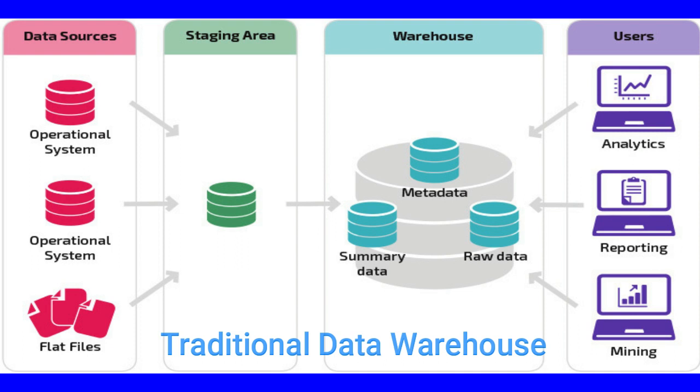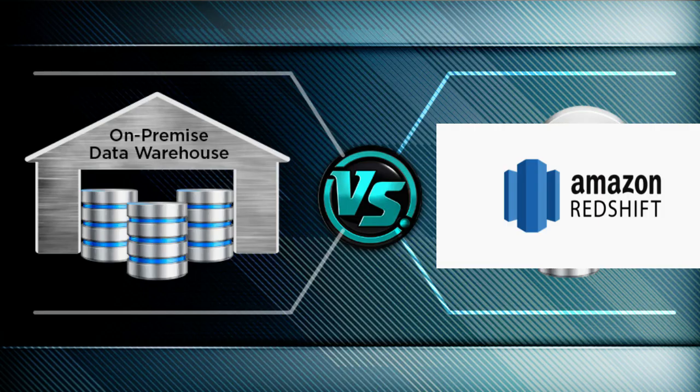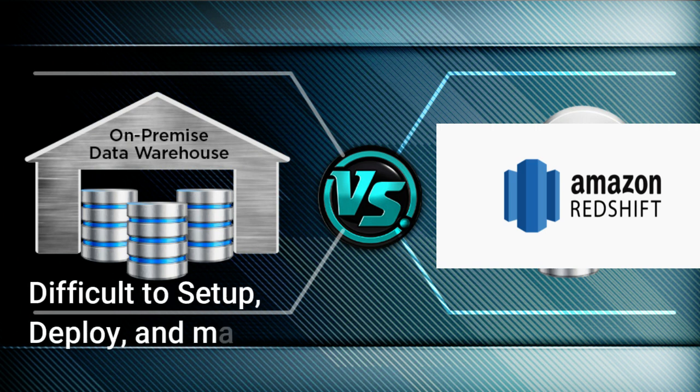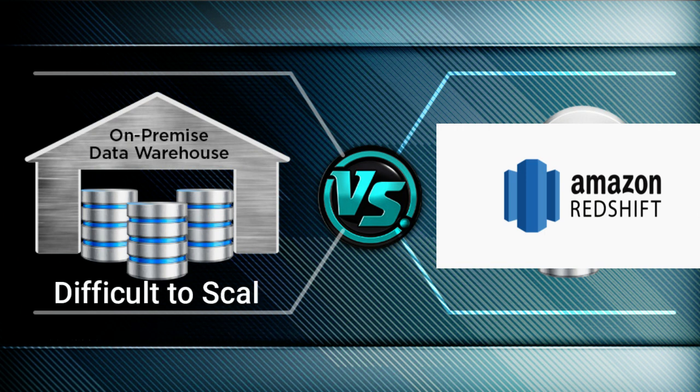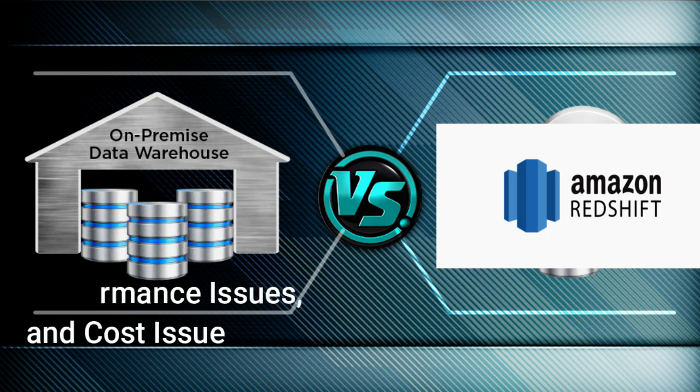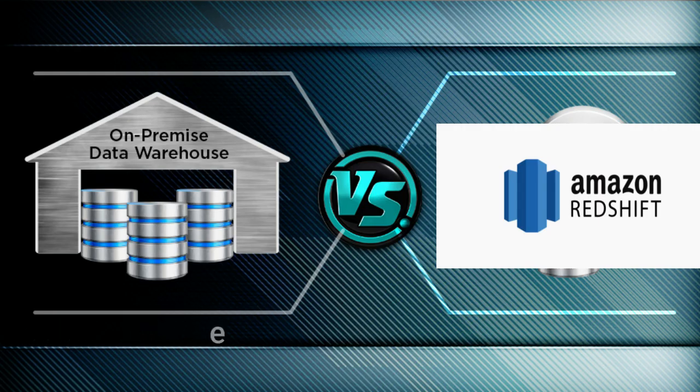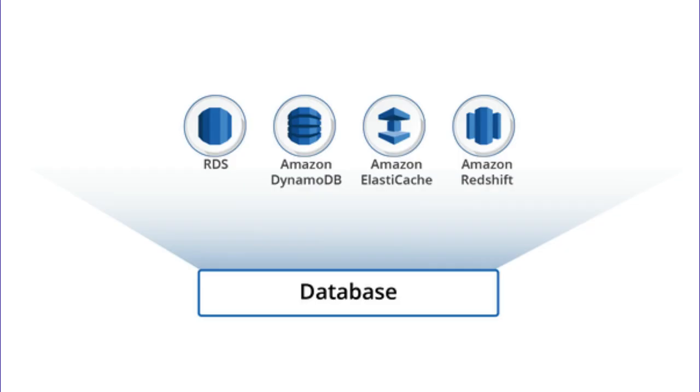Now the disadvantages of traditional data warehouse are, for a business service company, it is difficult to set up and deploy and manage, and it is difficult to scale up or down. Then there are multiple performance issues, and then the costs are always spiraling. Now, these problems could have been solved with the help of a cloud solution, and Amazon Redshift is a cloud solution for the same.